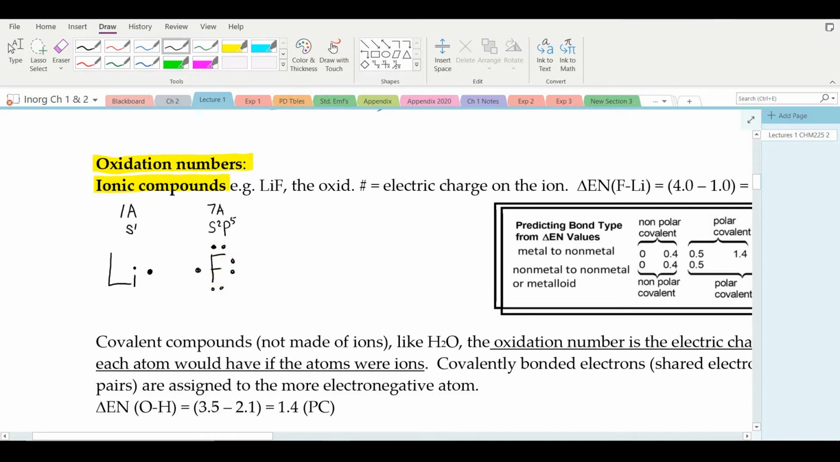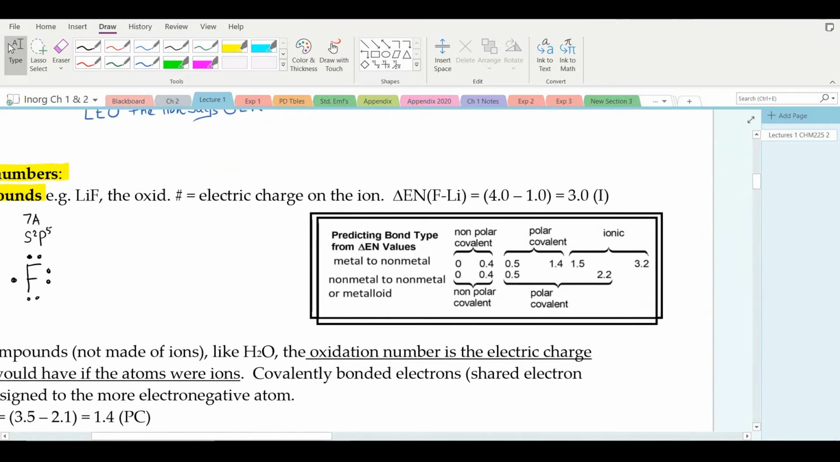Now when they react, what kind of bond do they form? You look up the electronegativities of the atoms in Linus Pauling's table of electronegativities, and I've given them to you here. Fluorine is the most electronegative element on the table. Its value is 4.0. Lithium is quite low. It's actually electropositive, we would say. Its electronegativity is only 1.0.